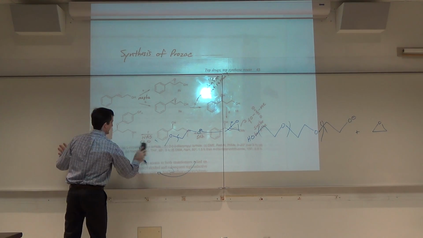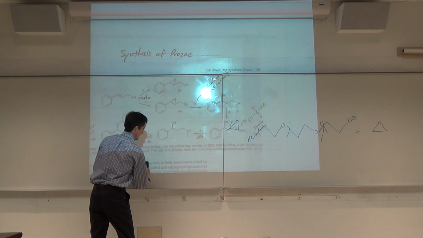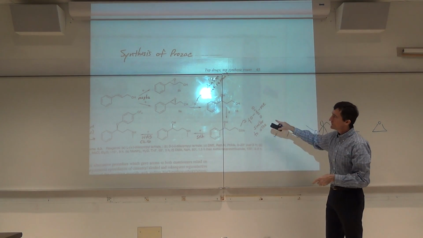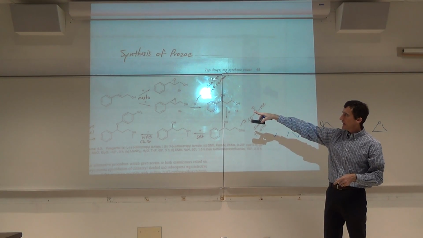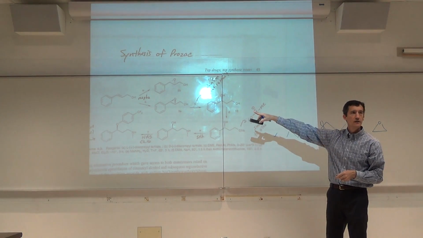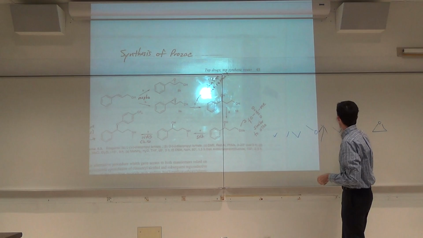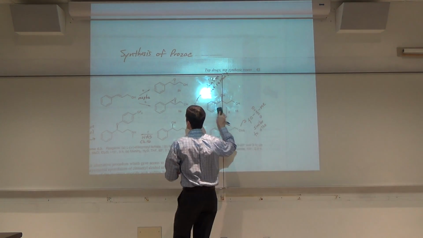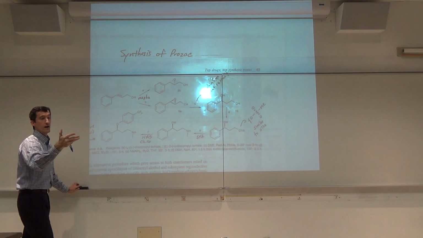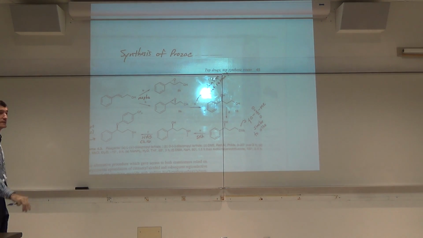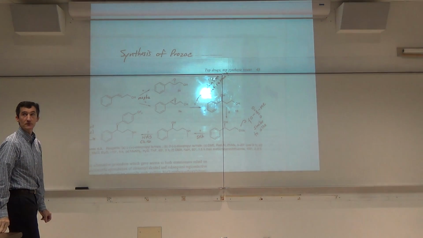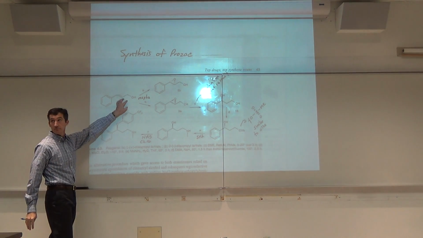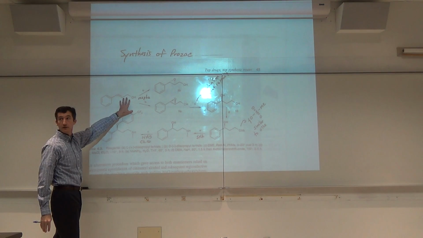Synthesis of Prozac, they start with this starting material. Do I know the type of alcohol this starting material is? What type of alcohol would you call that? Michael, you know that one? It's an aliphatic. How about Michael over here? Got two Michaels. This is an allylic alcohol. It's discussed in your chapter. Okay.